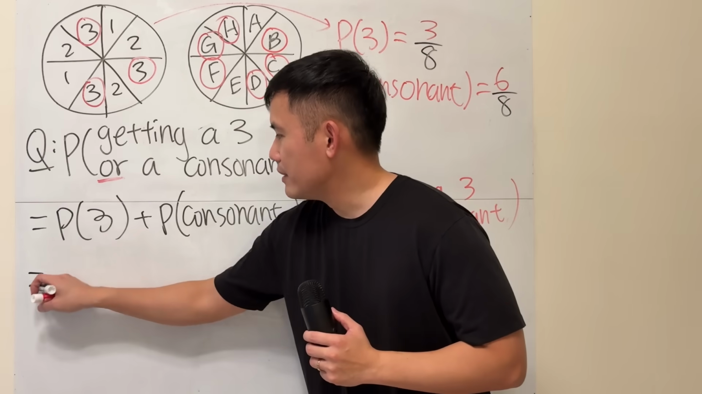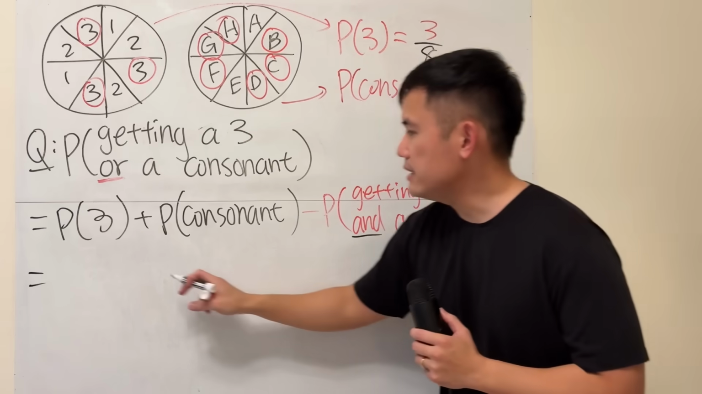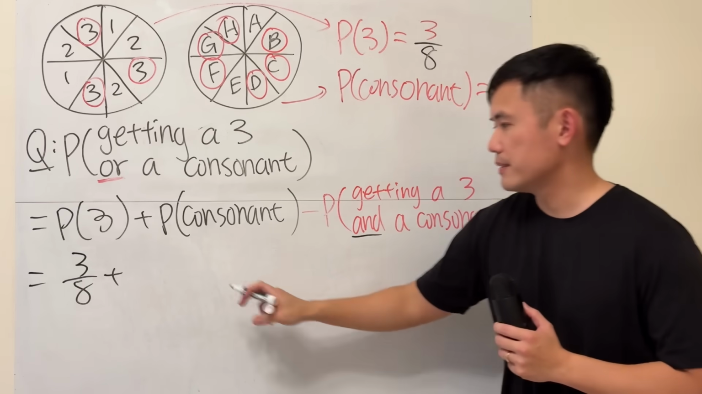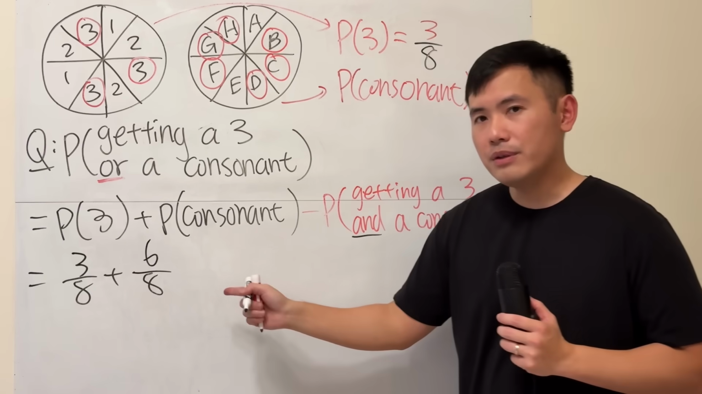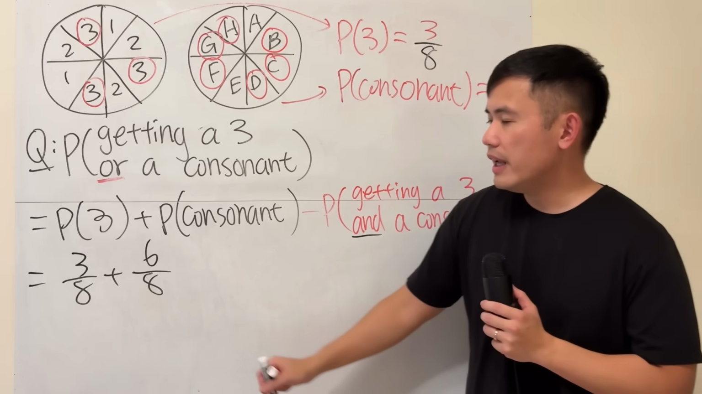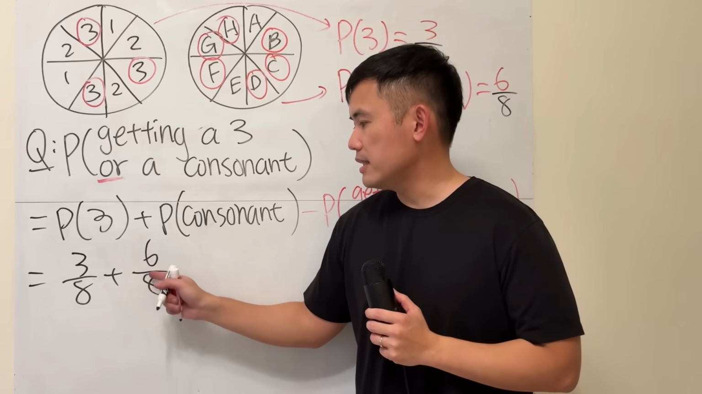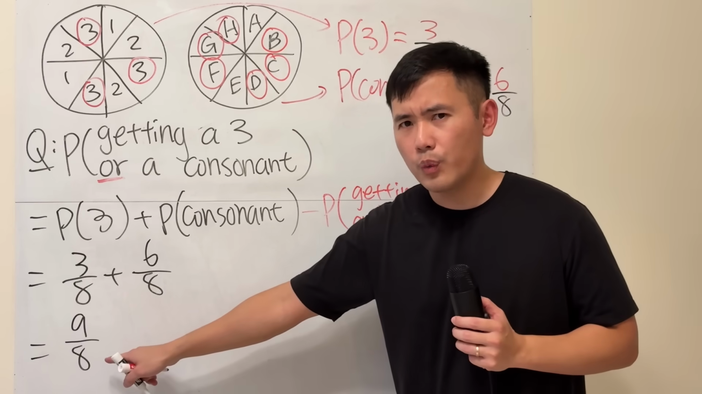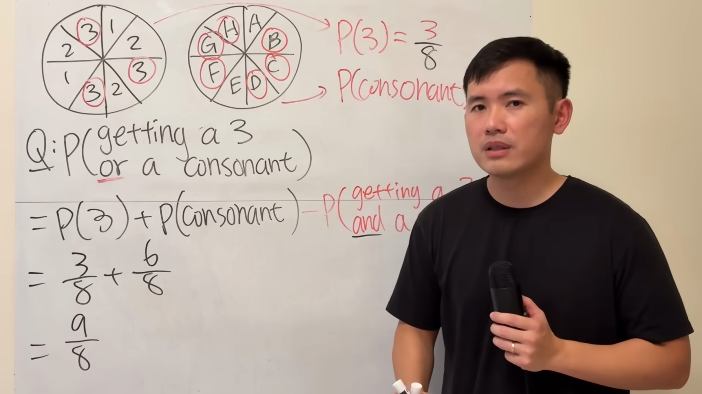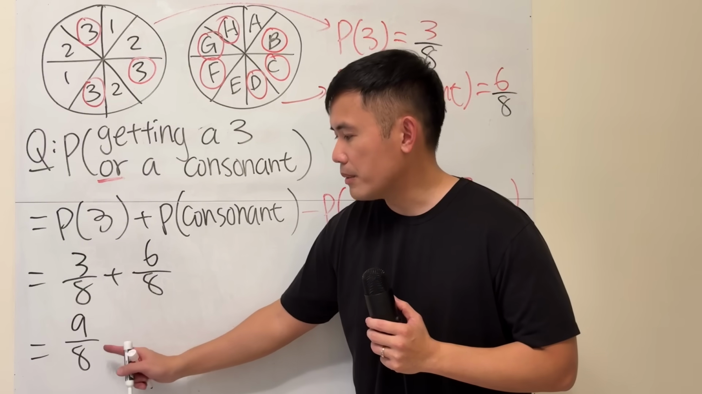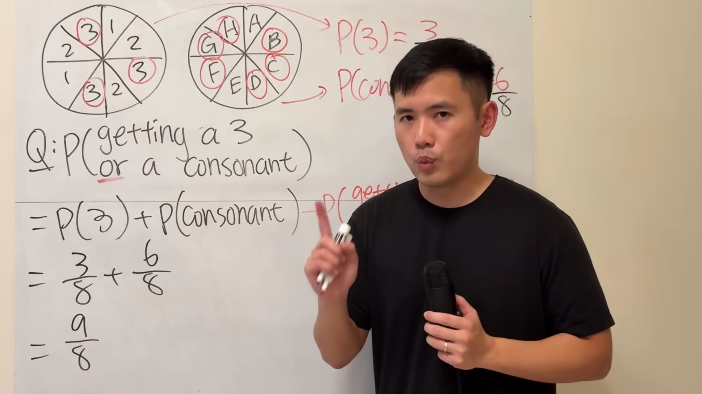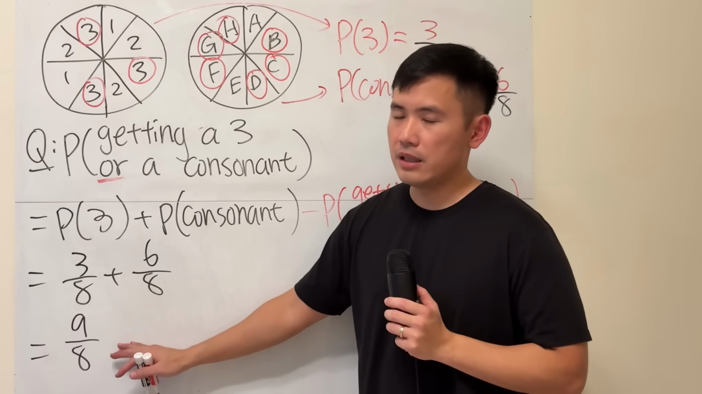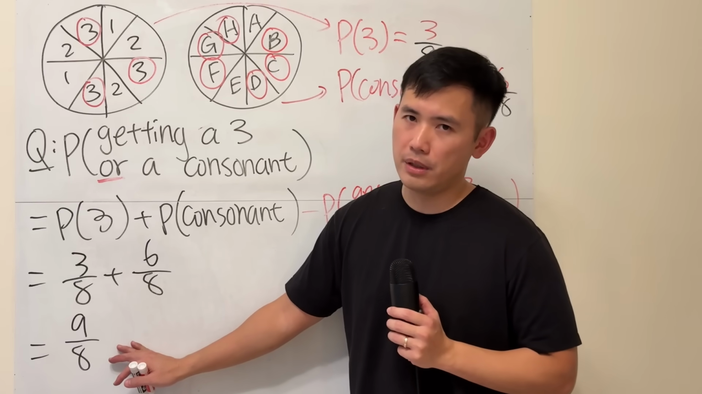So we have done P of 3 already, which is just 3 over 8. And then we add P of a consonant, which is just 6 over 8. So have a look. If I didn't have this part, then I would just do 3 over 8 plus 6 over 8, and that would be what? 9 over 8. And what's wrong with this answer for a probability question? Well, this is wrong because this number is bigger than 1. Remember, when you are answering a probability question, the answer cannot be negative and the answer cannot be bigger than 1.